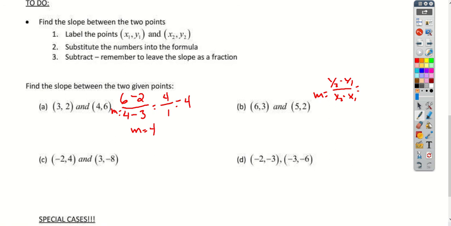So second y, 2 minus the first y, 3, over the second x, which is 5, minus the first x, which is 1. And so these both turn into negative 1 over negative 1, which is actually positive 1.